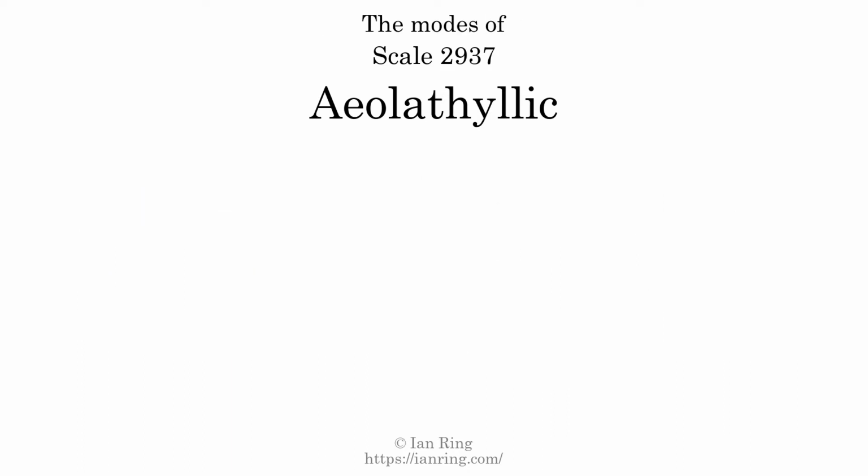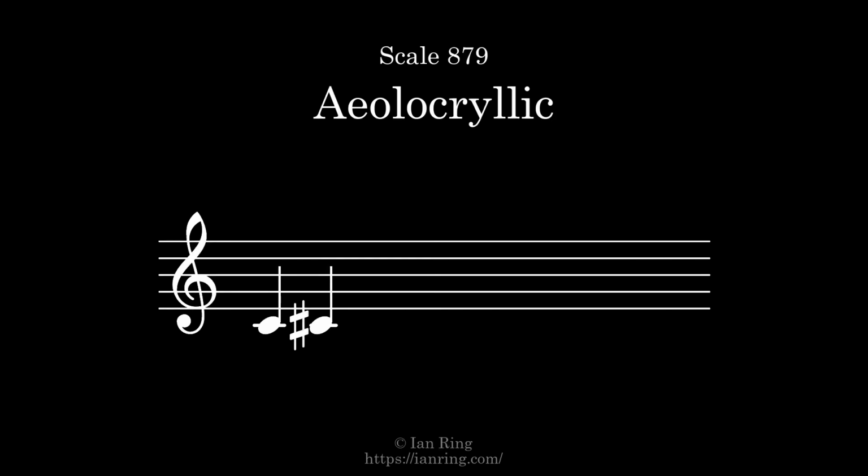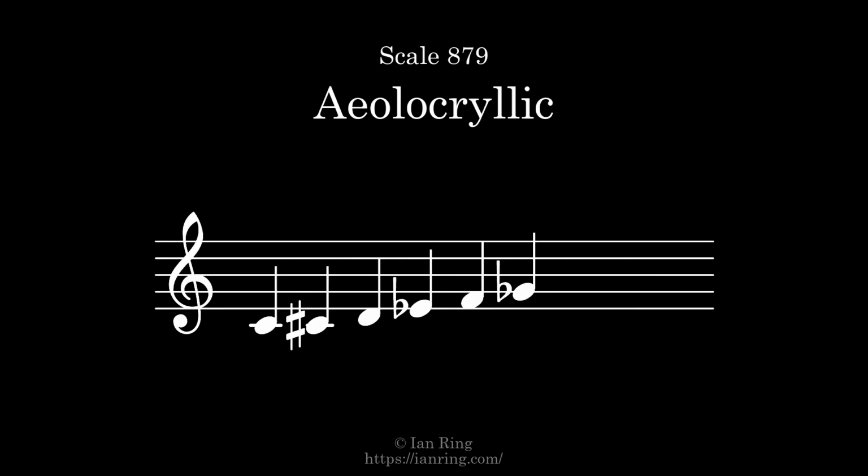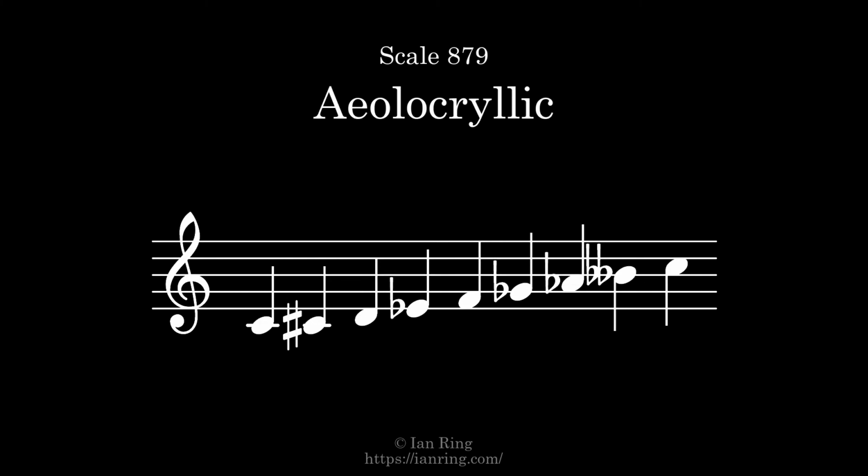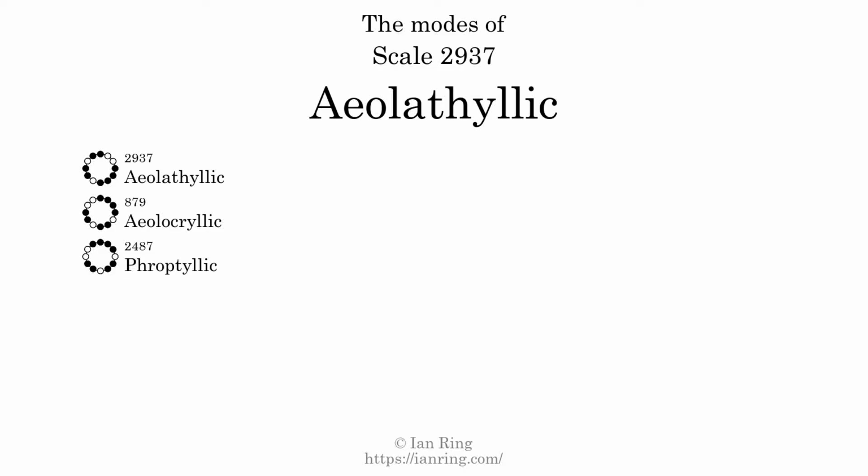This scale has 8 modes. The first mode is itself. The second mode is scale 879, also known as Aeolathyllic. It sounds like this. The third mode is scale 2487, also known as Aeolathyllic. It sounds like this.